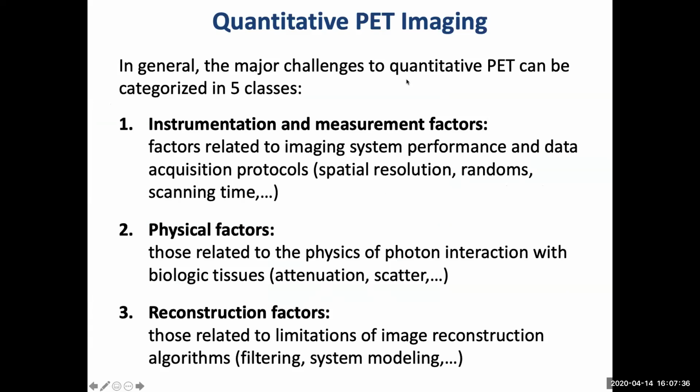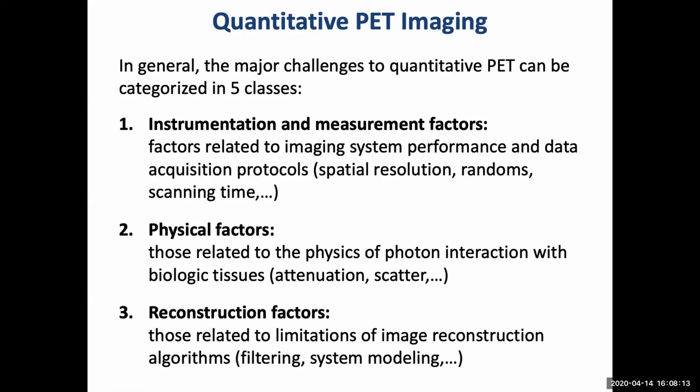In general, the major challenges to quantitative PET can be categorized into 5 classes. The first one is called instrumentation and measurement factors. These are factors that relate to imaging system performance and acquisition protocol, including spatial resolution, random coincidences, and scanning time. The second category is called physical factors, those related to the physics of the photon itself and photon interaction, like attenuation and scattered photons.